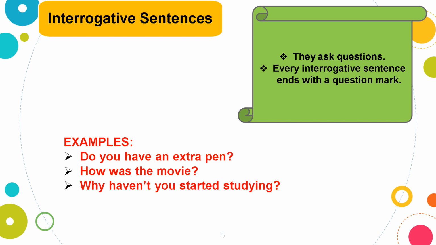The next type of sentences are interrogative sentences. These sentences simply ask questions and thus every interrogative sentence ends with a question mark. Here are a few examples. Do you have an extra pen? How was the movie? Why haven't you started studying?